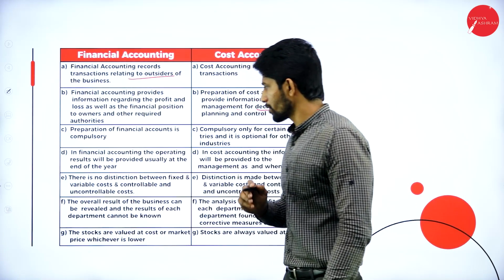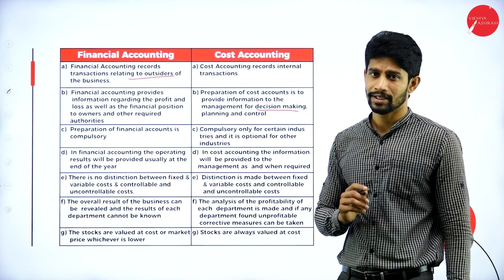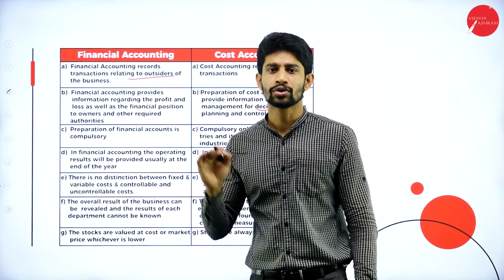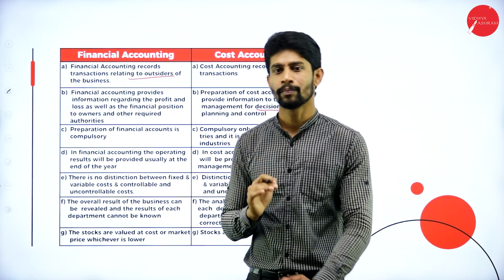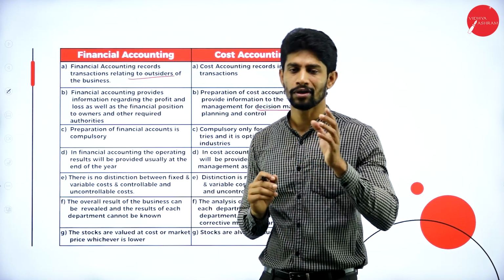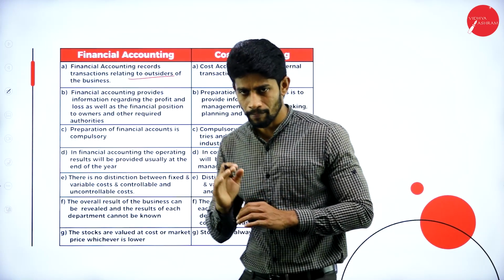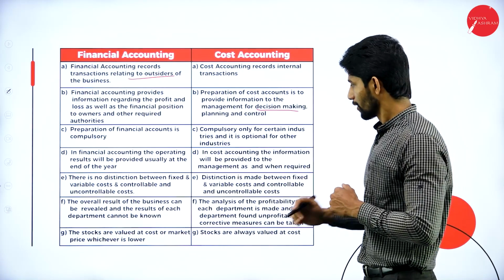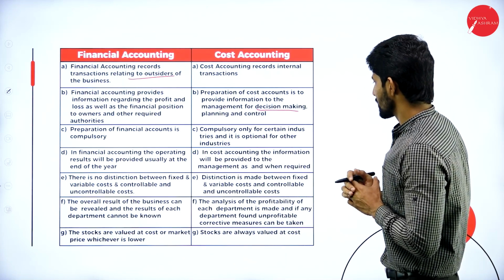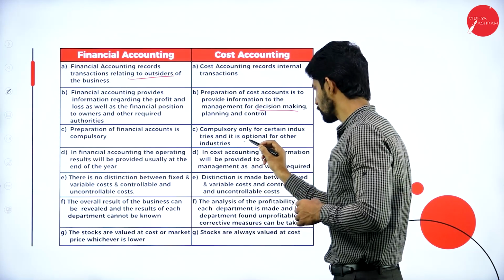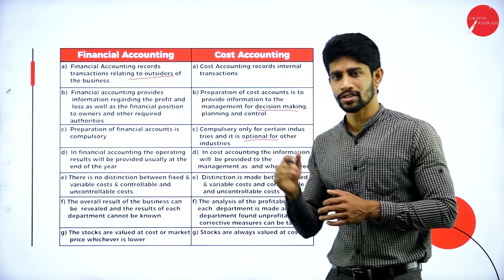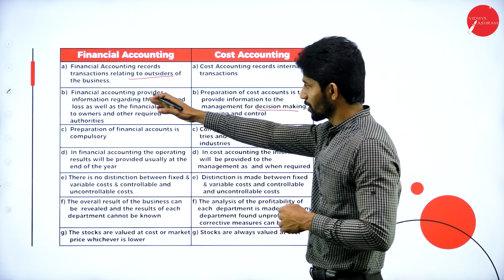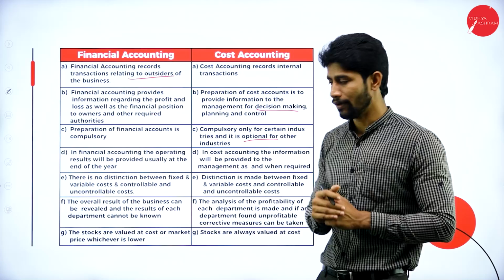Next one, preparation of financial accounts is compulsory. Preparation of financial accounts is compulsory for each and every company to know the profit of that particular company, whether it is running under profit or loss. Compared to that, cost accounting is compulsory only for certain industries and optional for other industries. It is not compulsory for each and every industry to maintain cost accounting, but maintaining financial accounting is compulsory for every company.